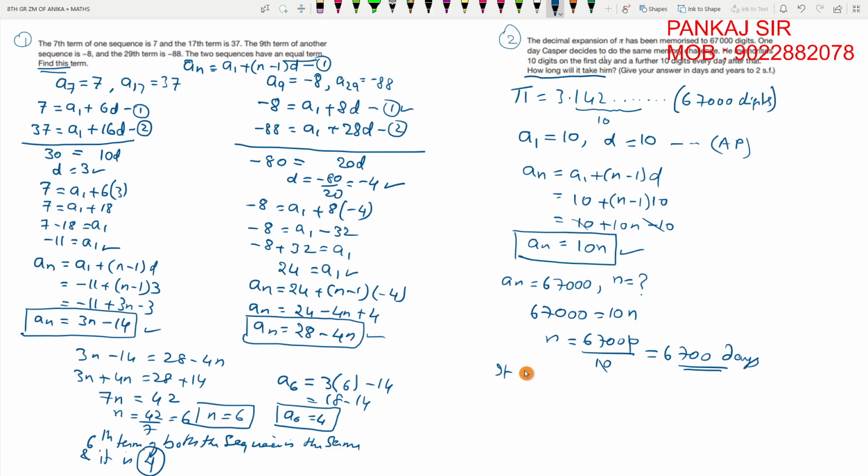So the answer to this question, how long it will take, is 6,700 days for Casper to memorize the entire pi value.